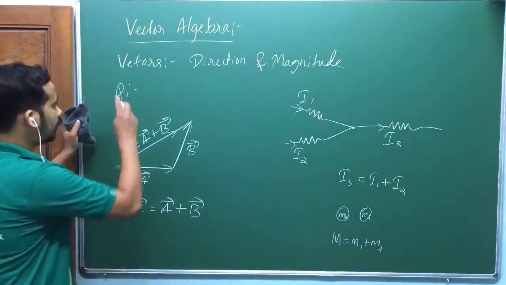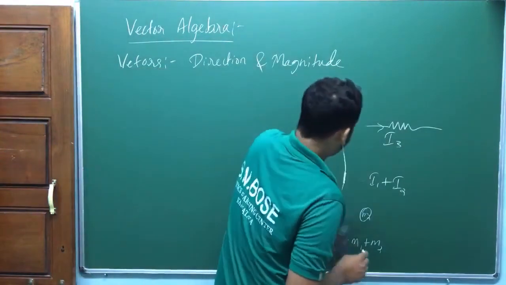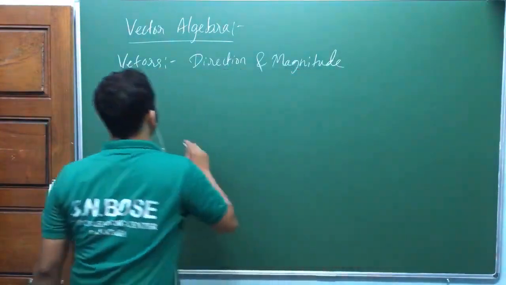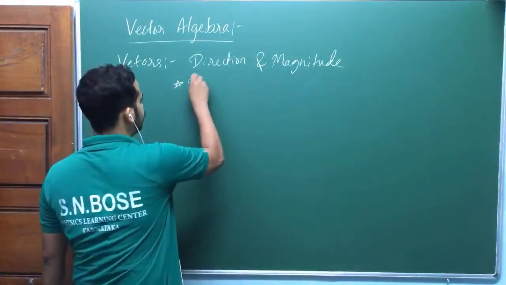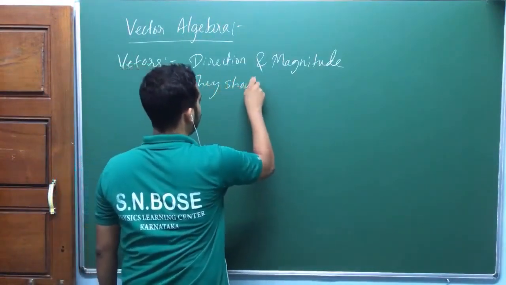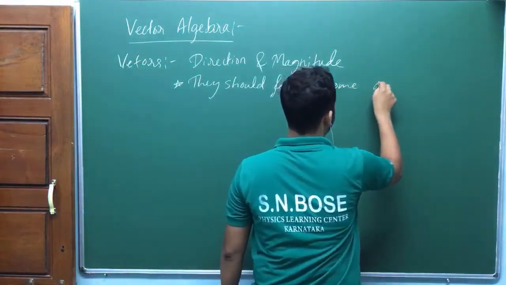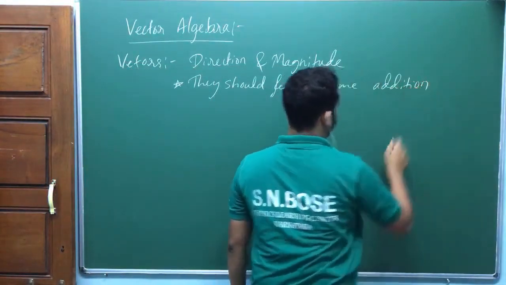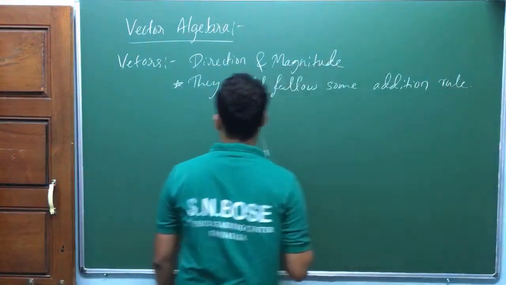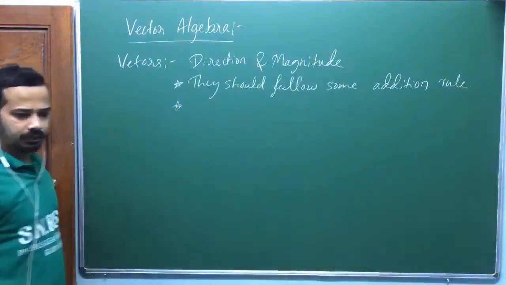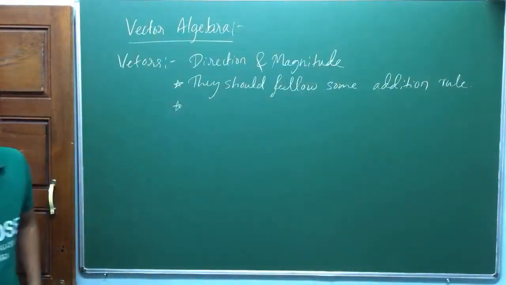So that is the difference between scalars and vectors. Along with this direction and magnitude, you should point out two more things for vectors. So that is, they should follow some addition rule or law, whatever. Along with that, let me write one more thing. They should follow some transformation rule.